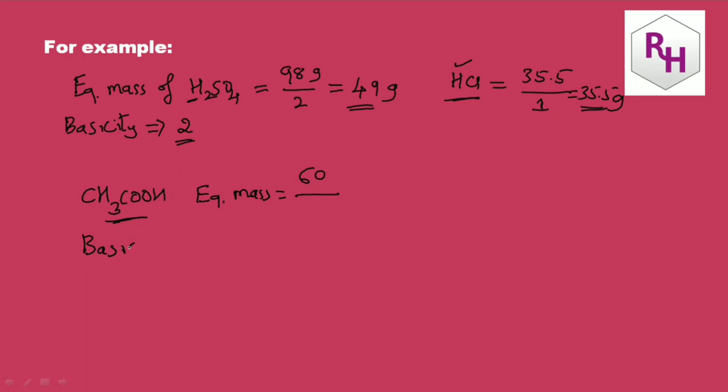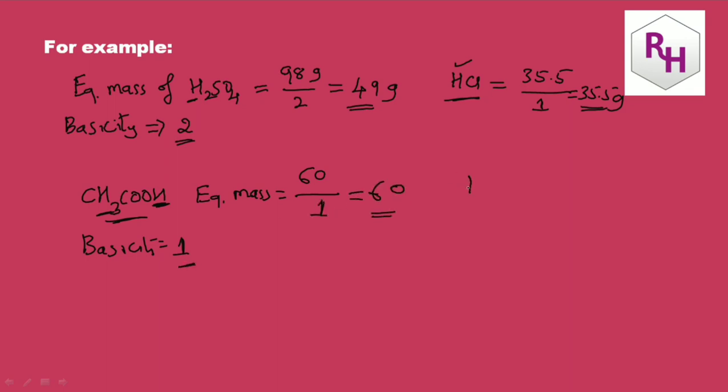What is the basicity? Tell me, my dear students. It is not 3 plus 1, 4. Basicity is not equal to 4. Basicity is only 1, because only this hydrogen is replaceable and the others are non-replaceable. How do you find the replaceable hydrogen? If you add a base, CH3COONa is formed when I add NaOH, which means only this hydrogen is replaced. Hence I call the basicity 1. So it is 60 divided by 1.